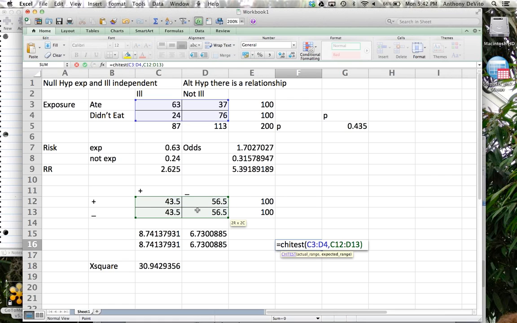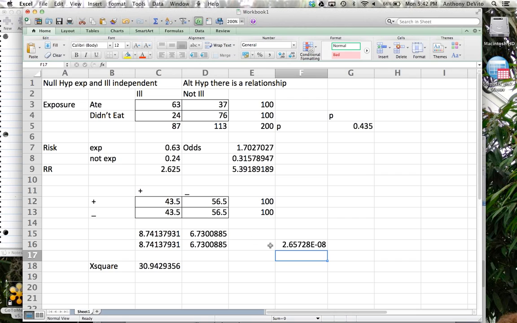I'm going to hit close parentheses and hit enter, and it comes up with a value of 2.65 times 10 to the minus eighth, a very tiny value. Actually, what it's coming up with there is the p-value. It actually calculates the p-value. It's well under 0.05, right? If you really want to know what the chi-square value is, you can just use CHIINV.